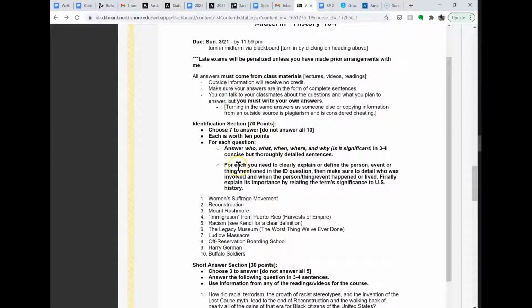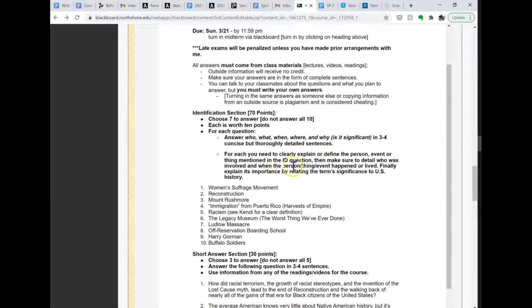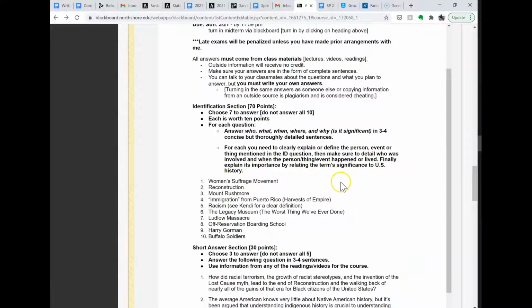And for each one, it says answer the who, what, when, where, and why, and why it's significant, in 3 to 4 sentences. And it says concise but thoroughly detailed sentences. And then basically I just restate the same thing here, where it says for each you need to clearly explain or define the person, event, or thing mentioned in the ID question. So basically tell what it is or who it is or why it's important, that sort of thing. And then it says make sure to detail who was involved, when the person, thing, or event happened or lived. Finally, explain its importance by relating the term's significance to U.S. history. So basically tell me all of these things about whichever of the 7 terms that you pick.